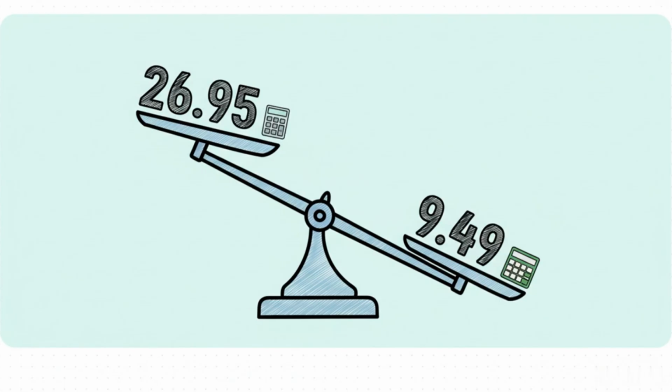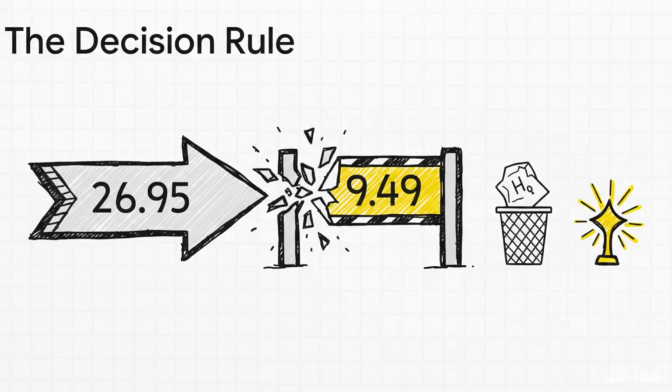Now we get this number from a standard statistics table. We just look up our degrees of freedom, which was 4, at a standard confidence level, which is usually 0.05, and the table tells us the magic number is 9.49. That's our benchmark. And the rule could not be simpler.